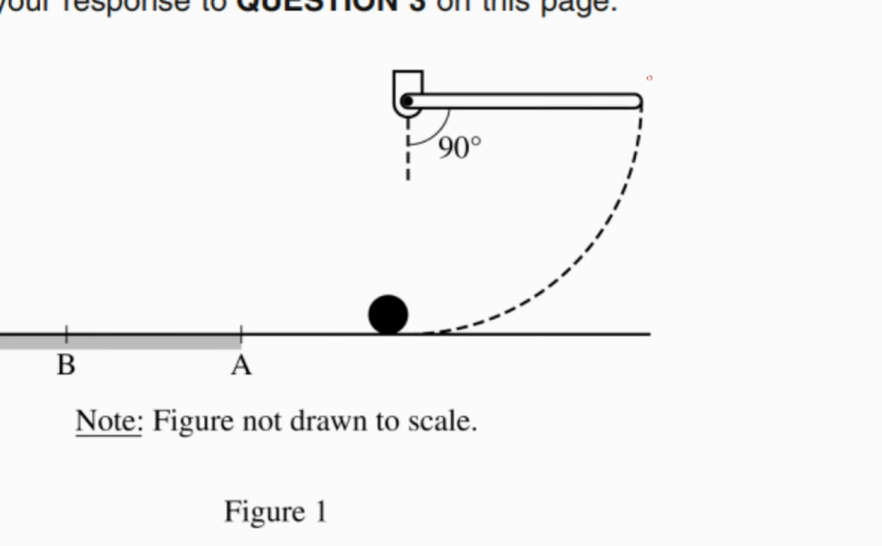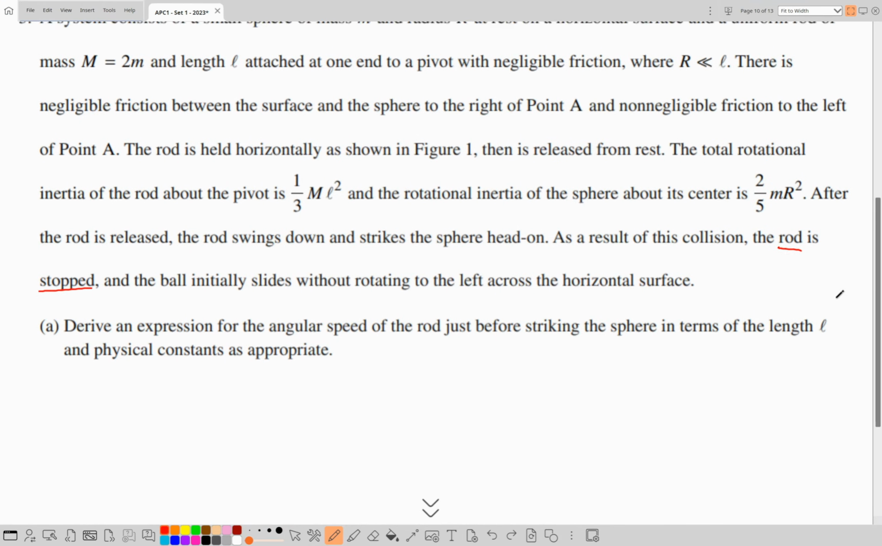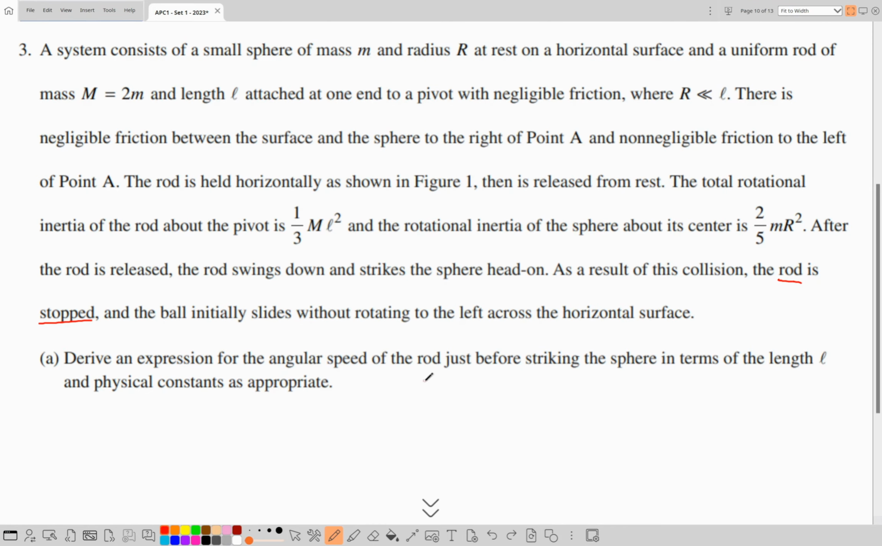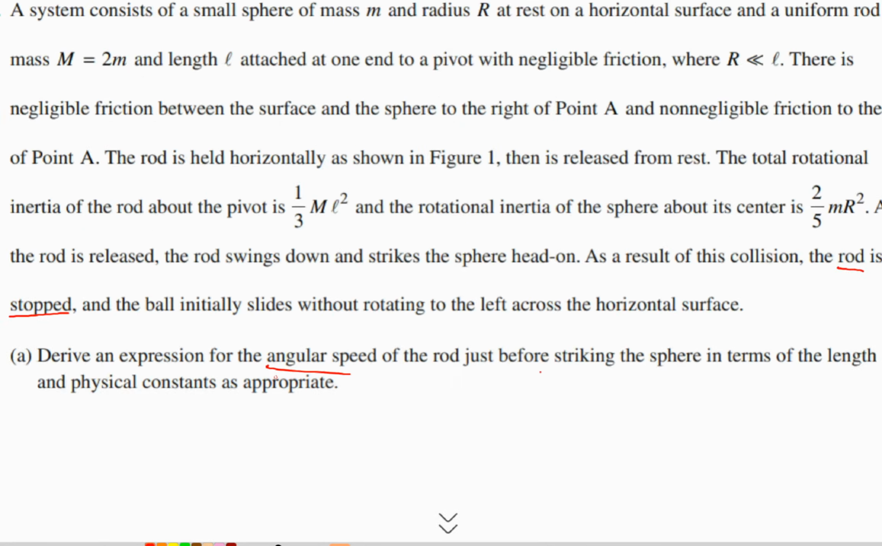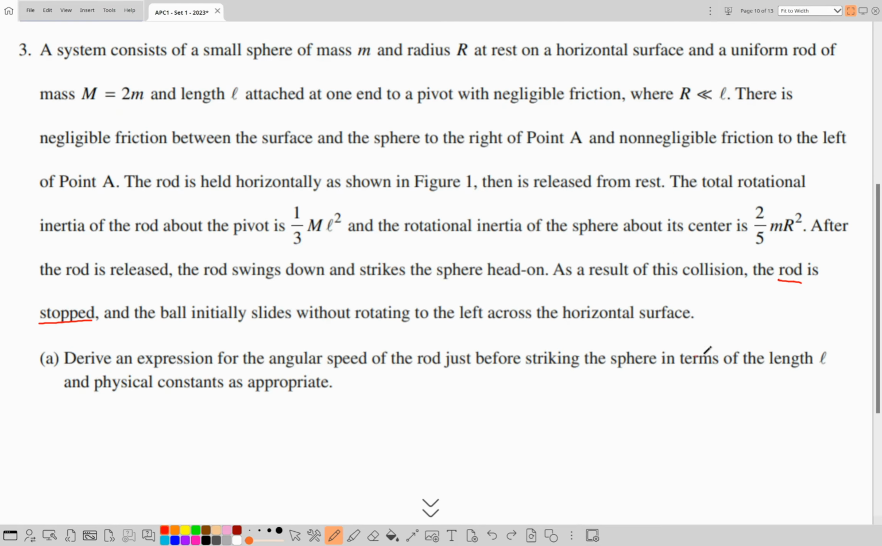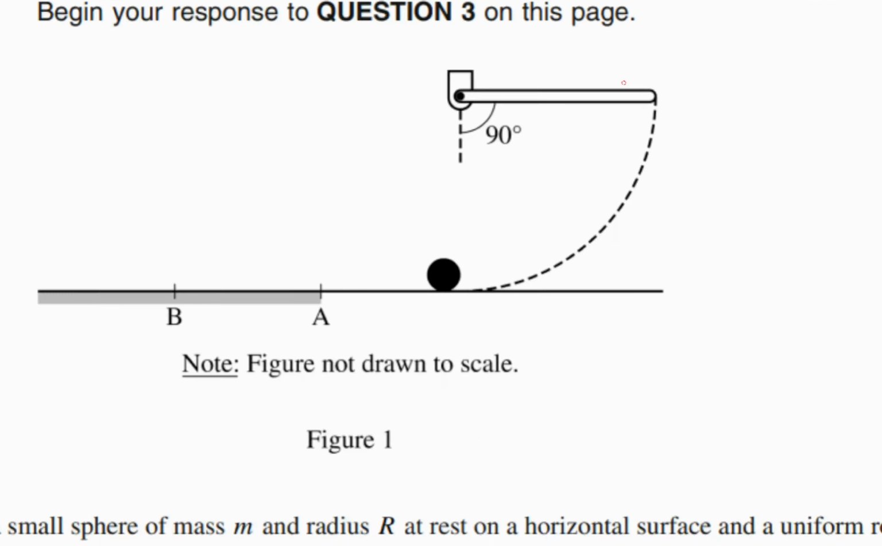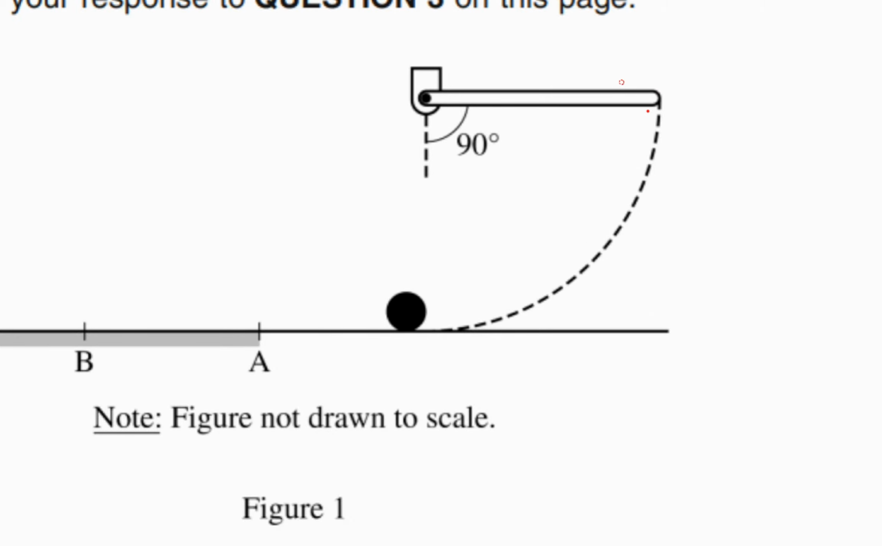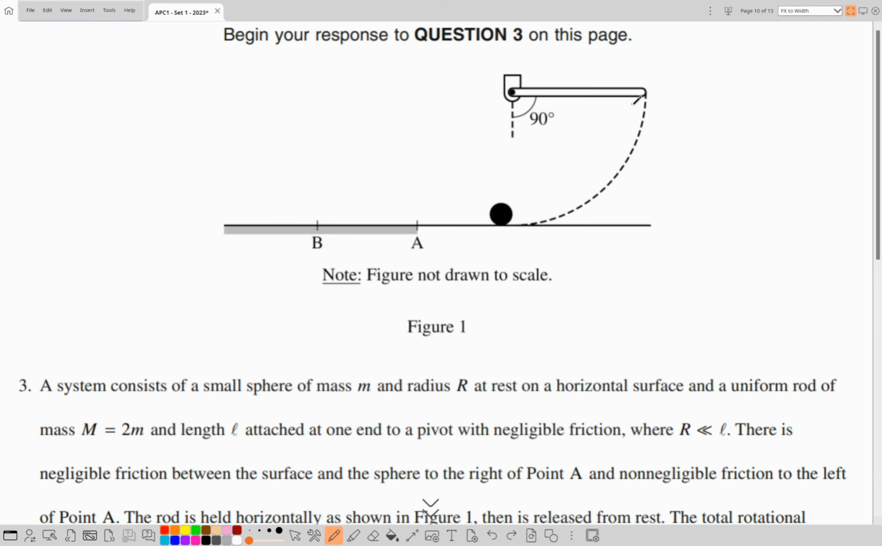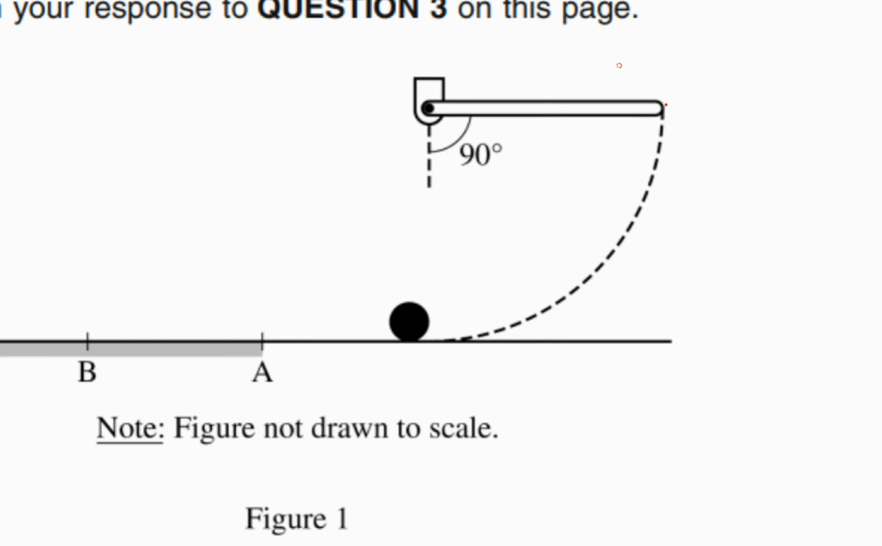So initially the rod is in this horizontal position, it will be released, and if we refer to the text, they're asking for the angular speed of the rod just before striking, so momentarily before collision. And here notice carefully, because this is performing rotation, all points of this rod have the same angular speed. For this reason, whenever they're asking us about the angular speed, they didn't specify a specific point.